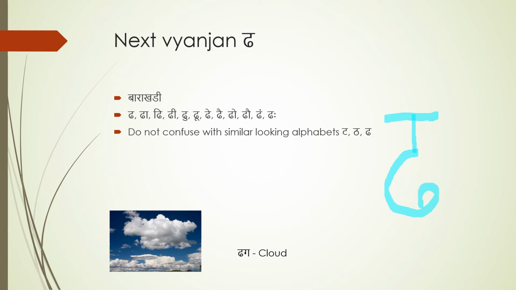Similar looking letters are T, Th and Dh. But notice the differences between the two, or rather the three, and you will know how to identify each of these. An example of Dh is Dhag, which is a cloud.